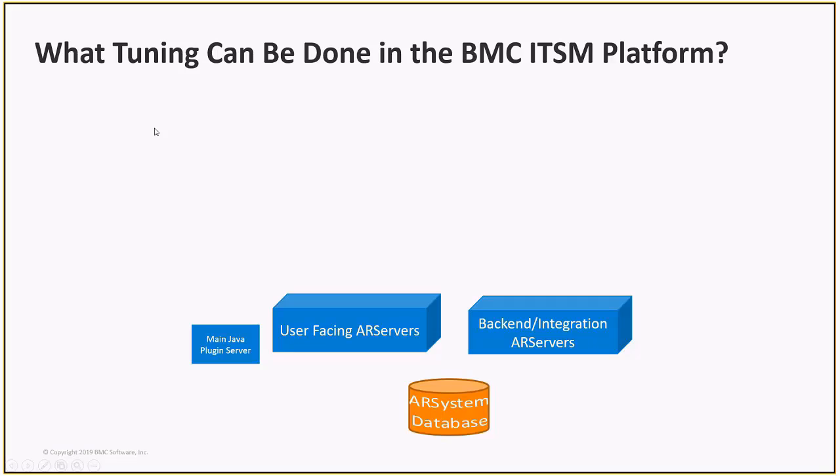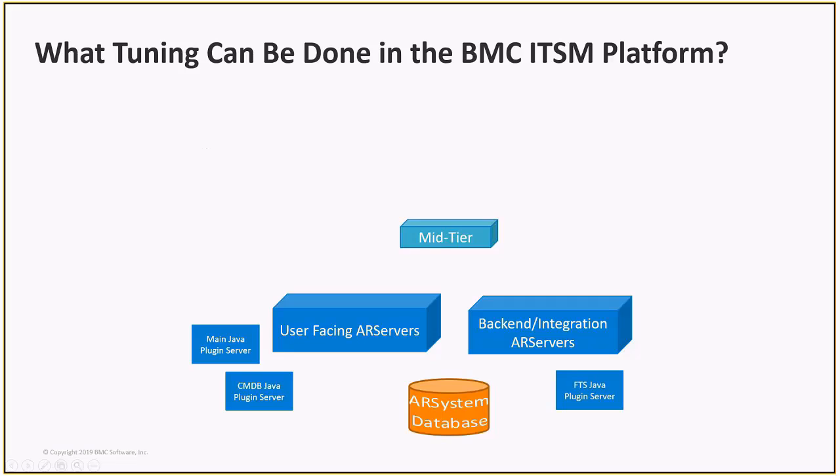In tune with these AR servers, we're going to have the Java plugin servers. One of those we call the main Java plugin server, and there are a couple others here that get used also. And these in general would need to have enough threads to handle what load the AR servers are passing to it, and enough memory to handle the data that's being passed through these.